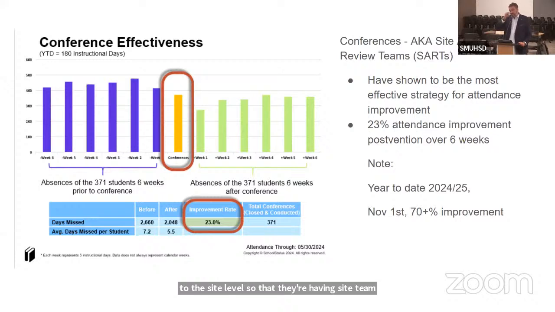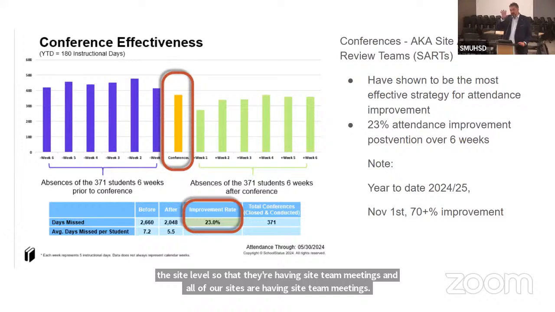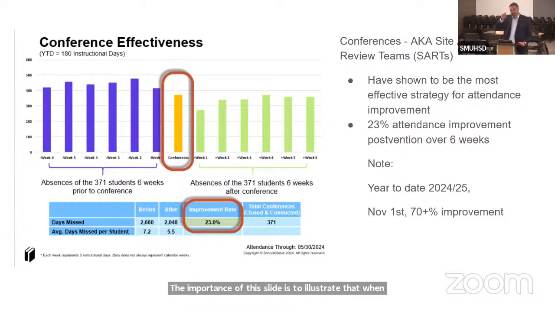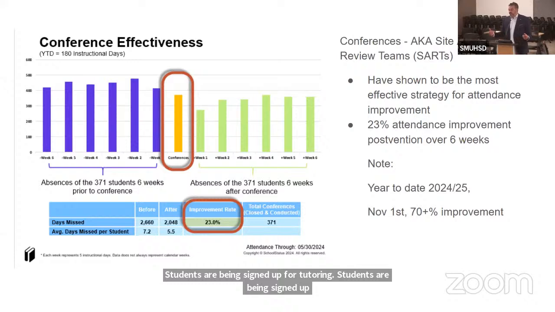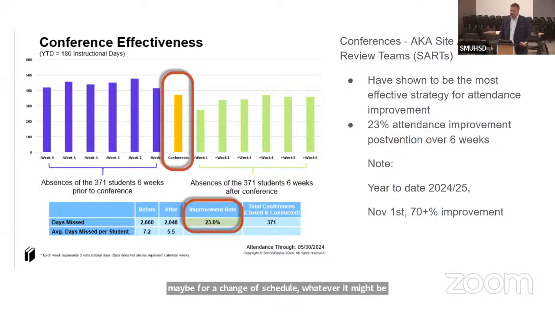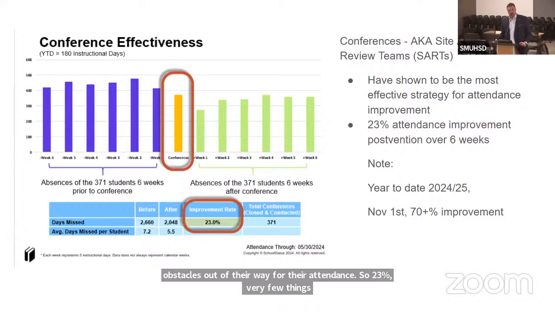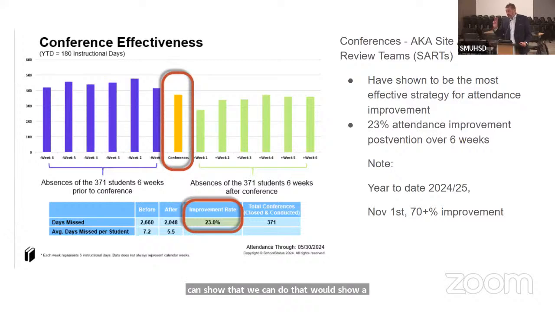The importance of this slide is to illustrate that when we have a conference at the site about attendance, we see a 23% improvement of that attendance after the students have the conference. So interventions are going into place. Students are being signed up for tutoring. Students are being signed up maybe for a change of schedule, whatever it might be. Students are getting bus passes. We're getting obstacles out of their way for their attendance in these things.